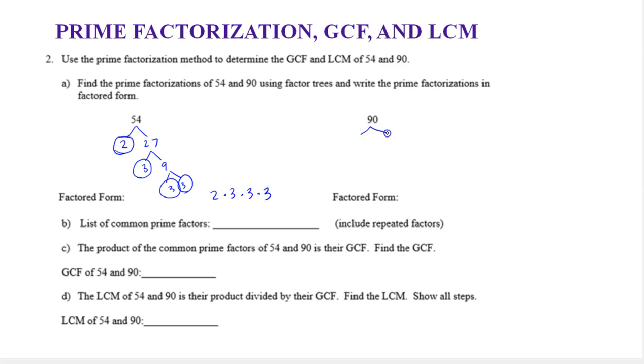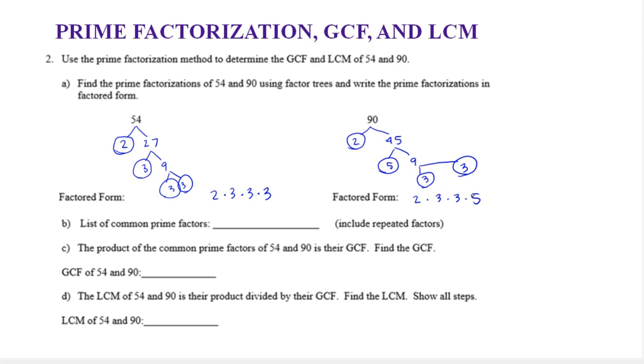I think we did 90 a few times. 2 times 45 is one way to start. 2 is prime. 45 is 5 times 9. 5 is prime. And 9 is 3 times 3. We don't always write the last one sideways. I'm just running out of room, if you're wondering why I'm doing that. Okay, so we have 1 factor of 2, 2 factors of 3, and a factor of 5. So we have 2 times 3 times 3 times 5.